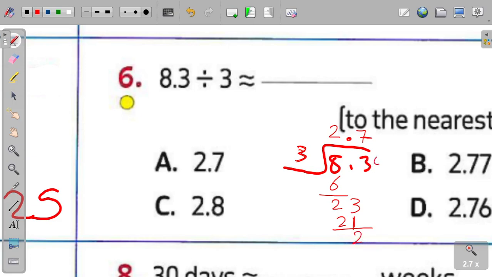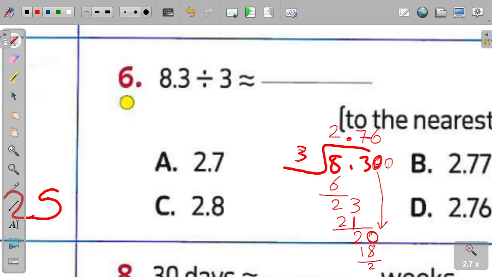So first, let's put some zeros next to 3. So the next digit is 0, so I have 20. 20 divided by 3 equals what? I think 20 is between 18 and 21 in the times table of 3, so I will take 18. So 18 divided by 3 equals 6, and the remainder is 2.